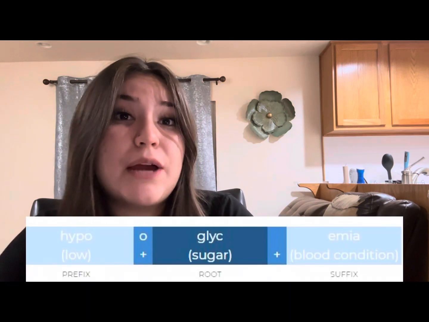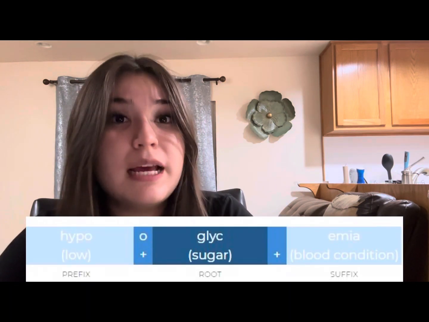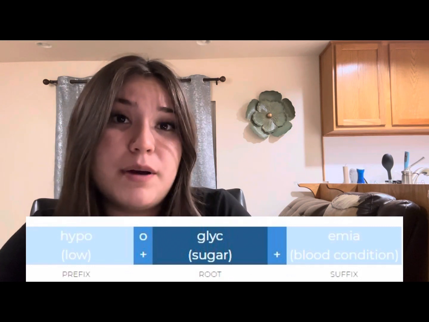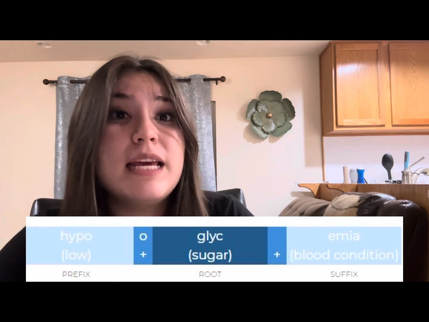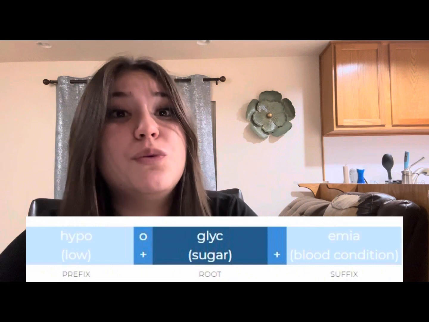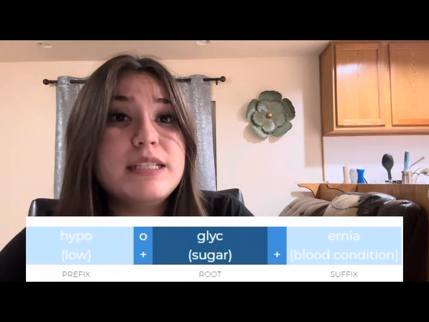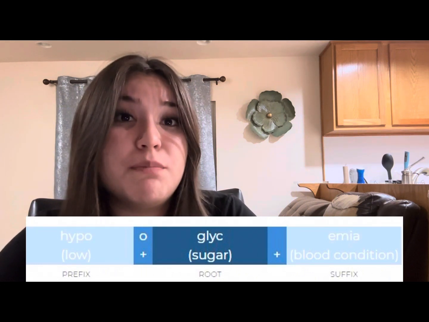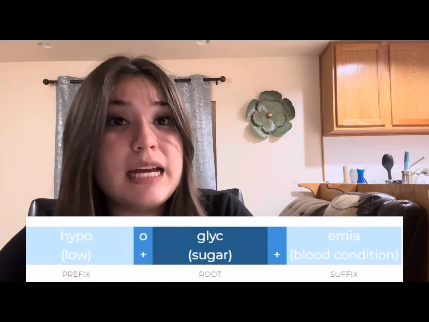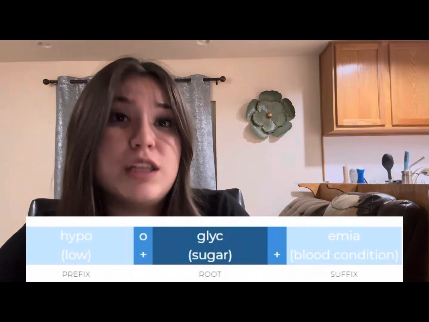Another word we can break down is hypoglycemia. We'll be breaking it down into a prefix, root, and suffix. So the prefix being hypo, the root being glyce, and the suffix being emia. So reading it from suffix to prefix, the suffix emia means condition, blood condition. The root glyce means sugar, and hypo means low.